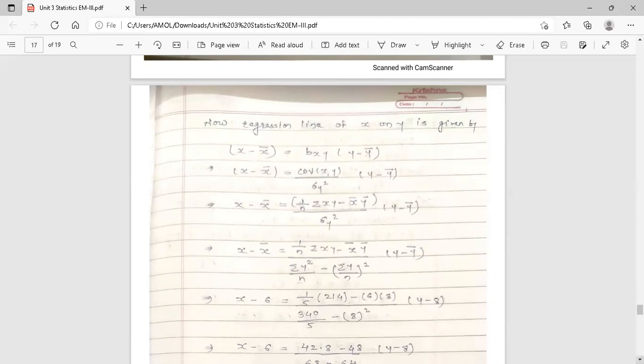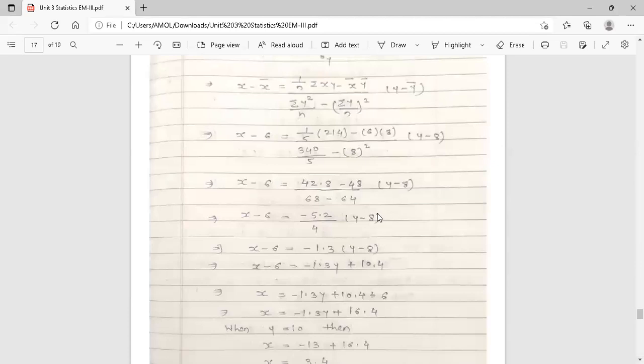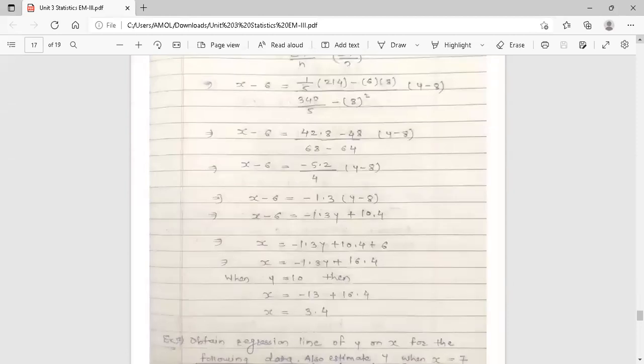Now you do the calculation here, simplify it. After simplification, you will get this equation: x minus 6 is equal to minus 1.3 into y minus 8. Then you solve this bracket term, and in the last you will get x is equal to minus 1.3y plus 16.4 after simplification. So x is equal to minus 1.3y plus 16.4.